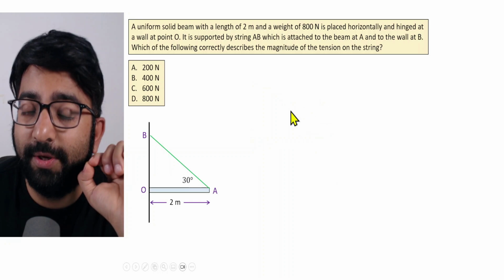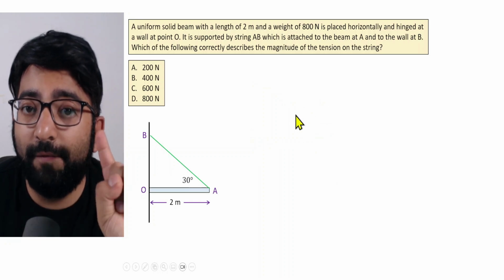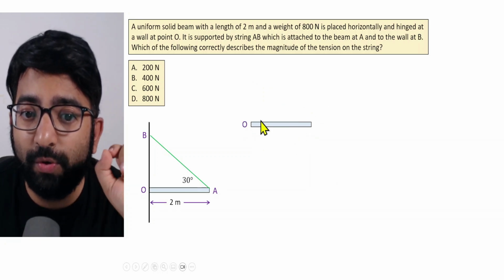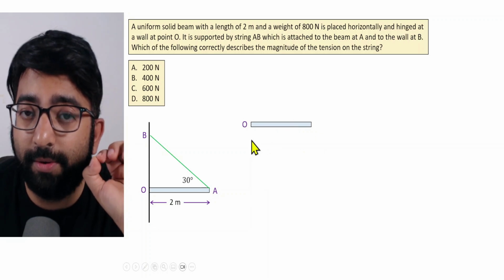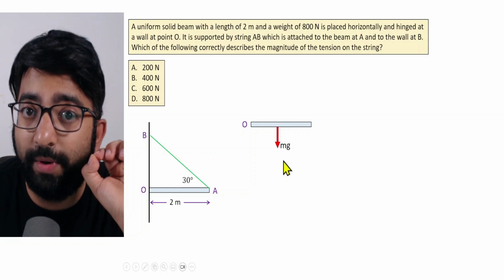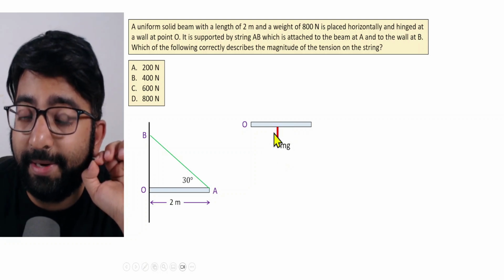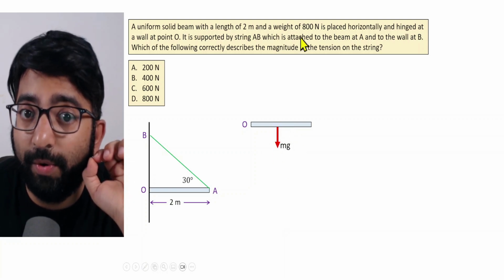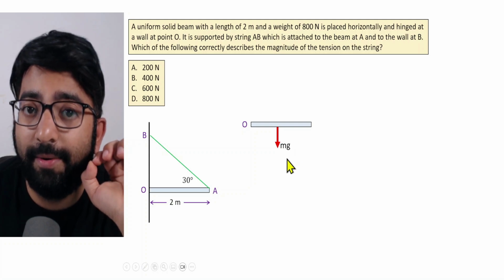So, how do we approach such questions? Step number one is always to draw the free body diagram. So, consider this is the ladder which is horizontal. The first force is mg, the weight of the ladder acting downwards, and it is going to act from the center of the ladder. And mg value is already given in the question as 800 newtons.